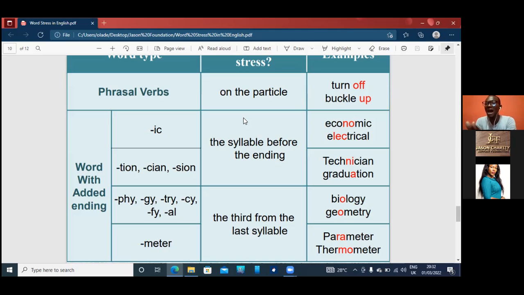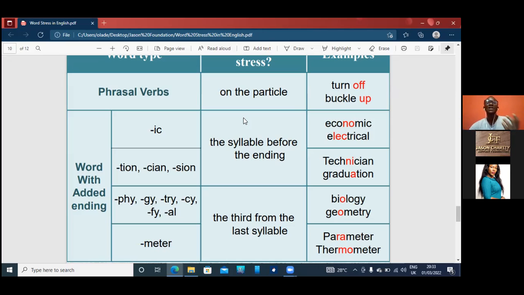Okay, so now you have a shift also, just like what we were saying before. So the stress here will be on the syllable before the IC. So electrical. In the "cal", you have the schwa sound. So most words that have the schwa sound, don't forget, will not take the stress because the schwa sound is the weakest sound. It's a weak vowel. You don't stress with vowels.